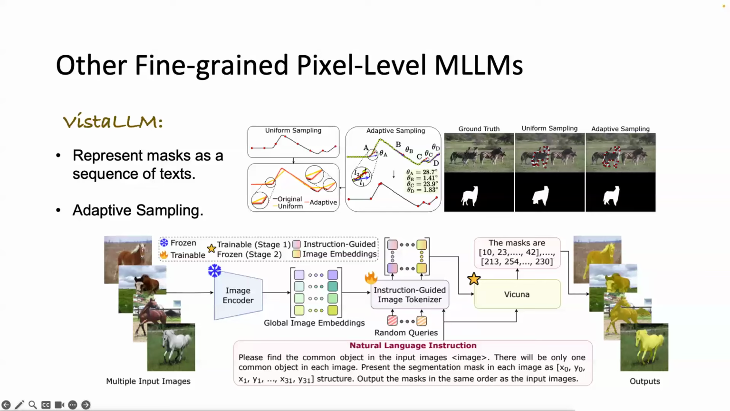But the mask is very tricky, because if you represent the mask as polygons, you will have very, very long context. VistaLLM introduces a very interesting way called adaptive sampling. They downsample the points of these polygons and recover them back. So they also use text as the output, but they represent the mask with a shorter context.